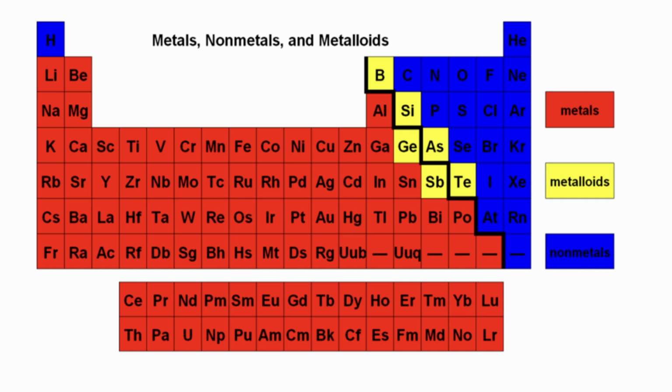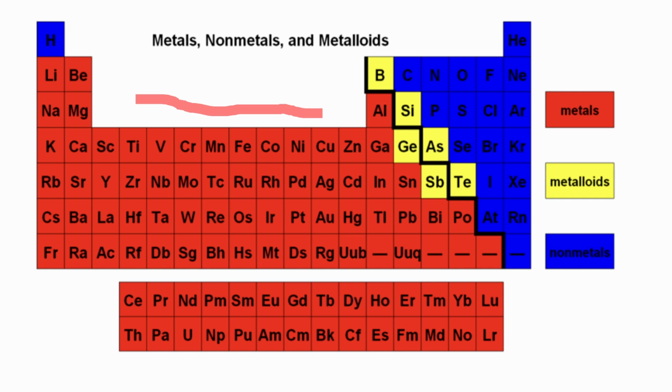Now, let's take a closer look at this version of the periodic table. This one uses colors to help us understand the different types of elements more easily. Red stands for metals. You'll notice that most of the periodic table is colored red. That's because most elements are metals. They are shiny, solid, and great at conducting electricity.